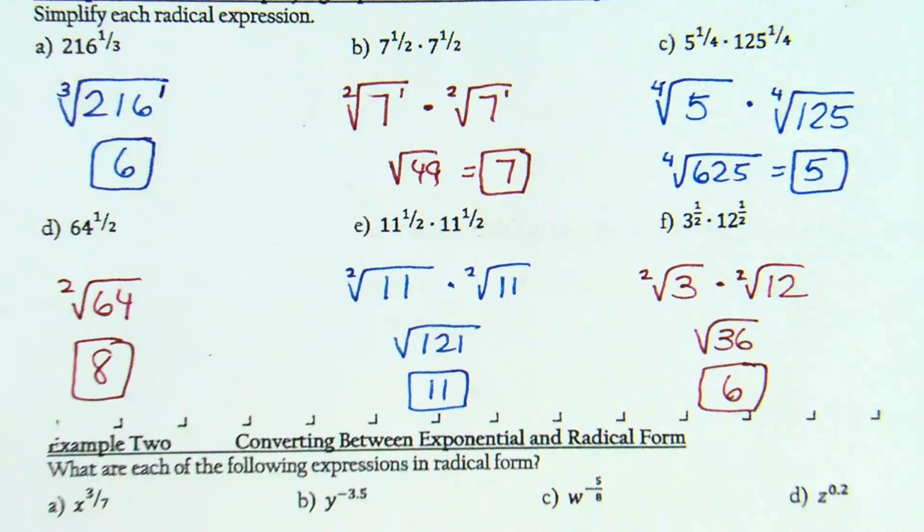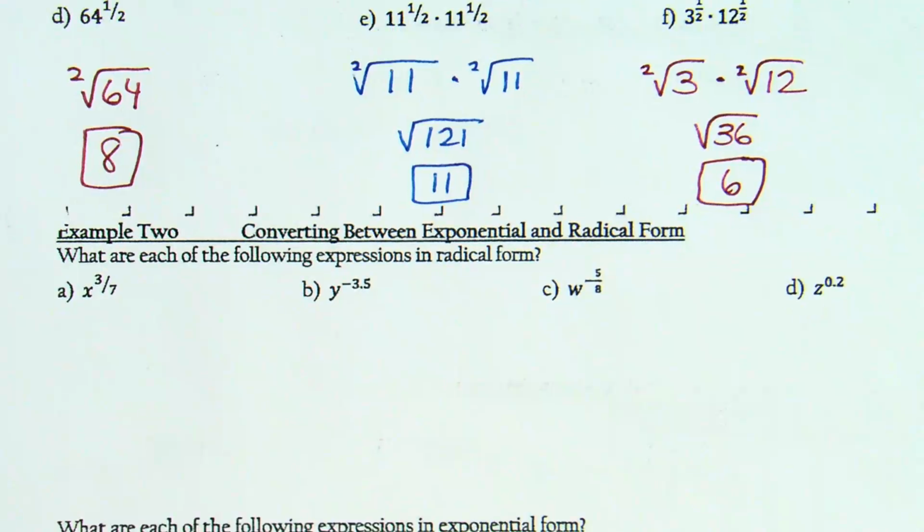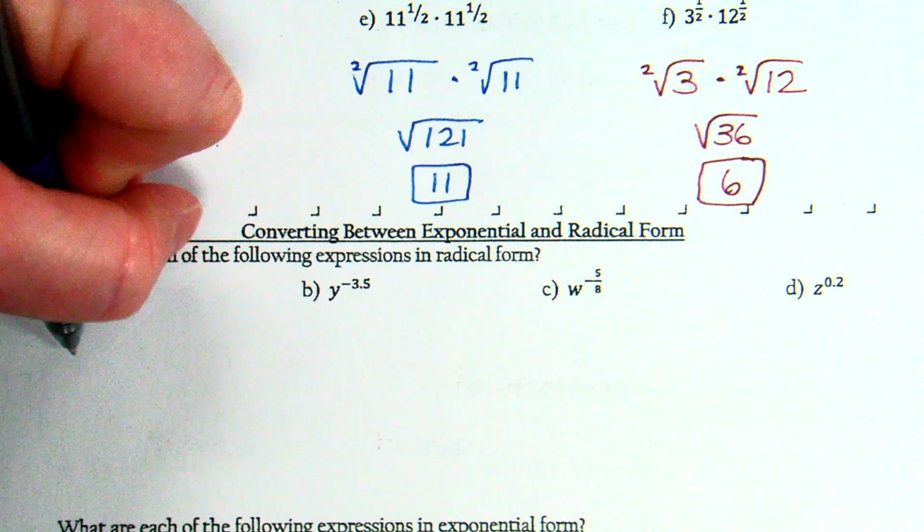Okay, so we've worked with the numbers a little bit. Let's go work with some variables here. And so example 2 is just being able to convert these over. They're giving me problems that are in exponential form, a variable with an exponent. How do we write these as a radical? So if I have x to the 3/7, think like we just were. What do I mean by x to the 3/7? How do I write that with a radical?